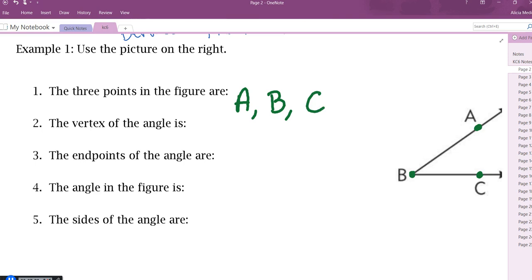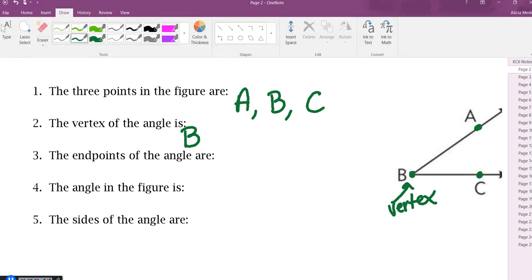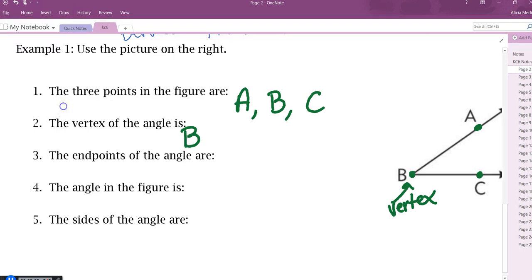The vertex of the angle is wherever that corner point is, wherever our two lines meet. So this right here, it is a point, but it also gets that special name of vertex. So our vertex of this angle is just B. The endpoints of the angle. So remember, the endpoints are where those line segments end. And I am trying to match the colors that we used above. So if you did color code, you can follow along with that. So the endpoints are right here. Here's an endpoint at A. And there's another endpoint right here at C.